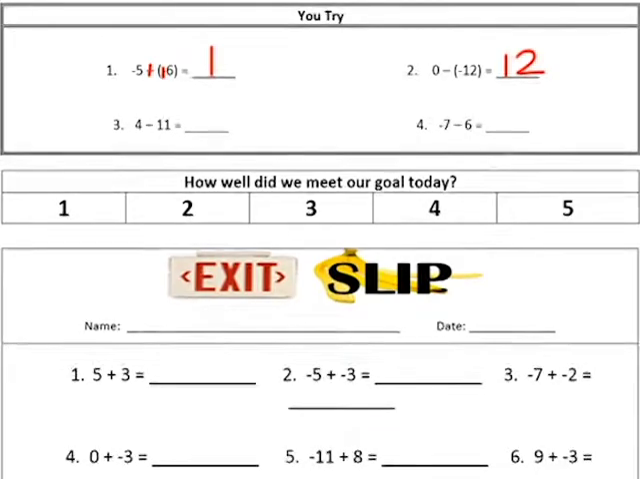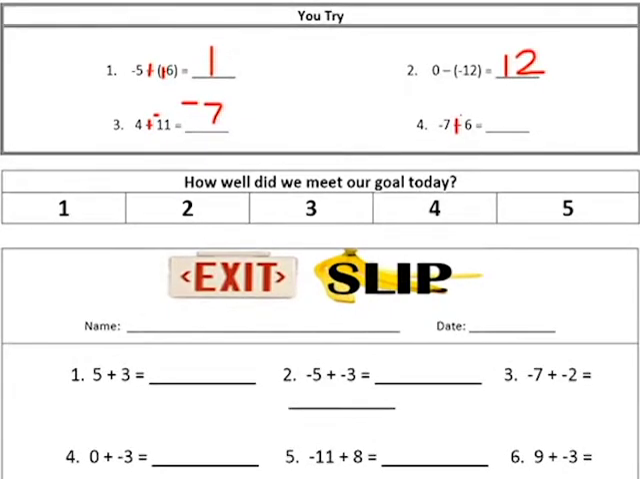Number 2 is 12. 4 minus 11. Adding an opposite. Again, opposite signs, so subtract. 11 minus 4 is 7. My bigger absolute value was negative, so my answer is negative.